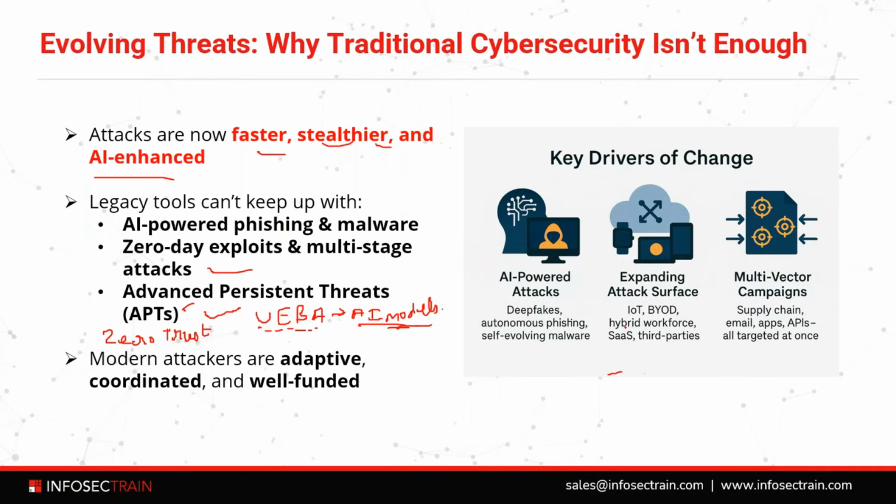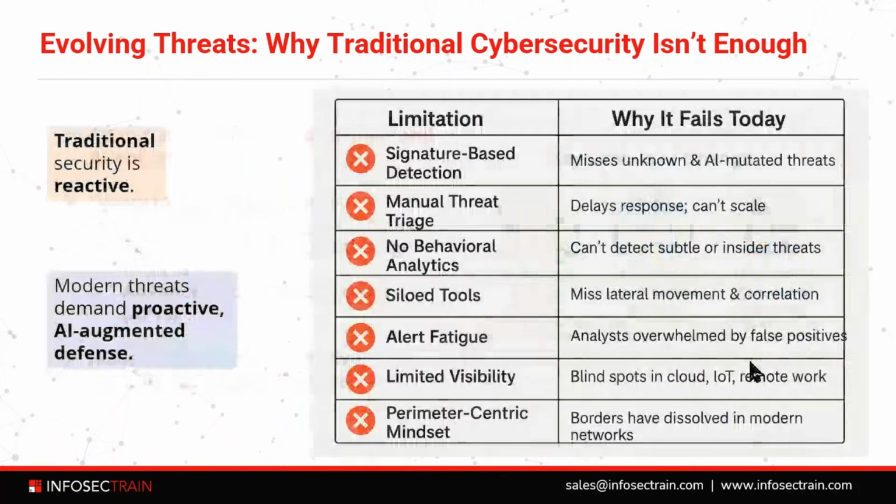Right, so in all these parts we have seen how the attack surface is expanding due to IoT and bring your own device policies. You can see the number of devices is increasing, so the attack surface is also increasing. Right, AI powered attacks: we also saw deep fakes, and you can create phishing mails using these Gen AI tools. So this is the reason traditional cybersecurity is not enough.